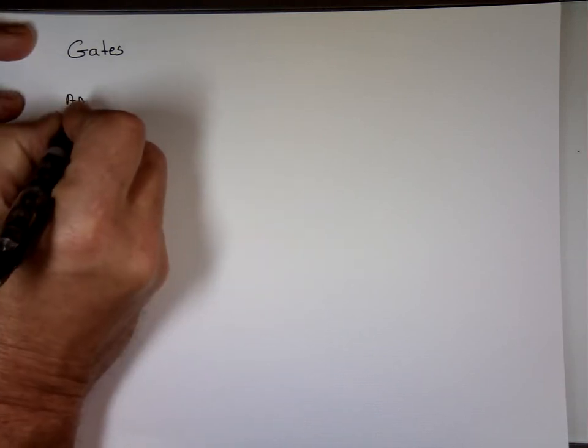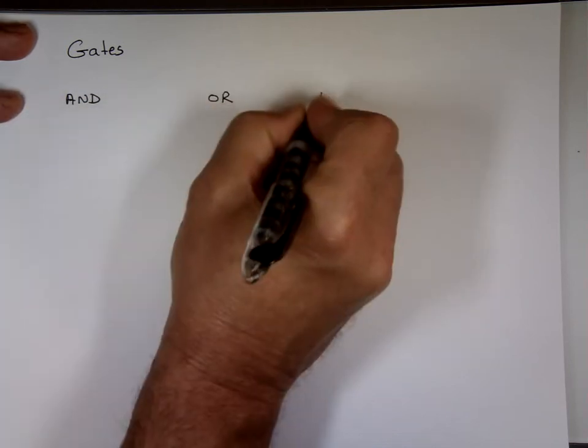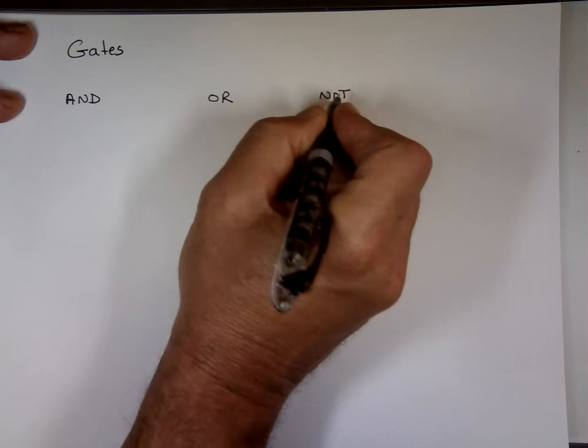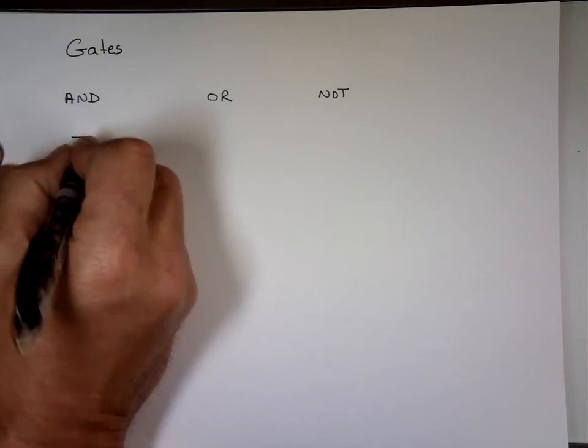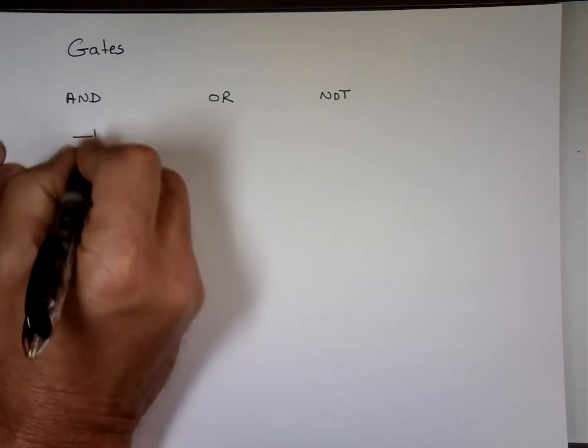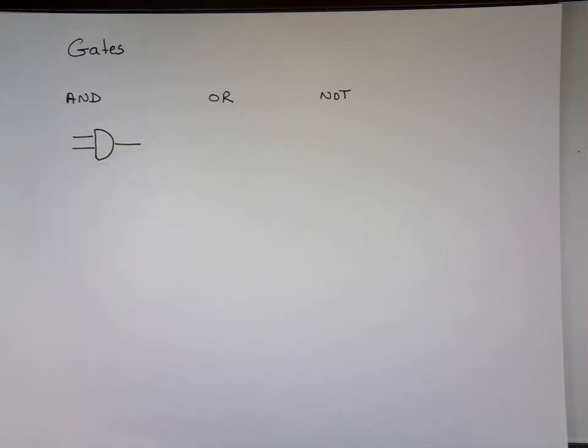Now let's talk about AND gate, OR gate, and NOT gate for now. The way we draw a picture of an AND gate, it's a 2-input, could be a 3-input AND gate that applies to as many inputs. It will look like this. That's a 2-input AND gate.